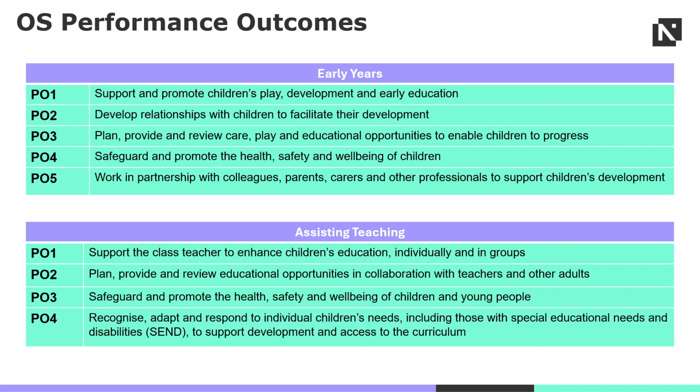And you can see here the performance outcomes for both early years and assisting teaching. These have remained unchanged other than PO4 for AT, where the language has changed slightly. The content and meaning are the same as Generation 1.